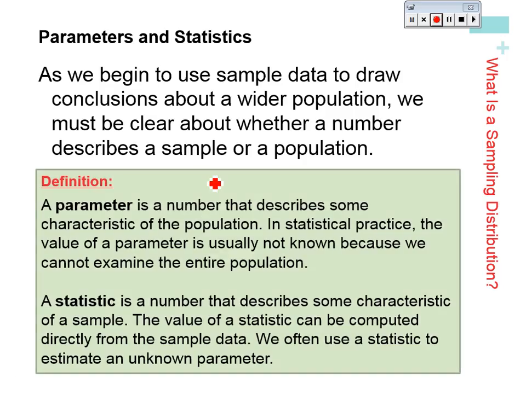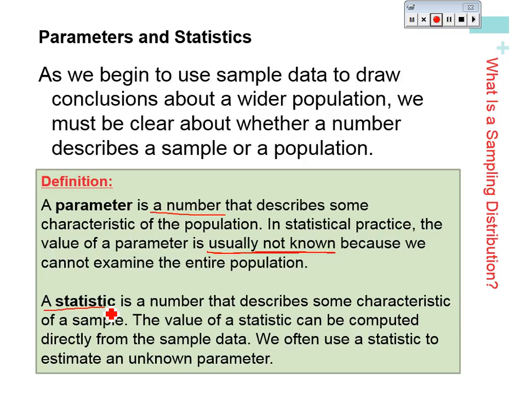So some terminology that's involved with sampling and population, one of which has to do with what's called a parameter. A parameter is some sort of number or value that describes some characteristic of the population. In statistical practice, the value of the parameter is usually not known. If you recall what we did in class with the German tank problem, the parameter of that problem was the number of tanks that the Germans had, and when we were working through that problem, we did not know what that exact value was. That was the parameter of interest.